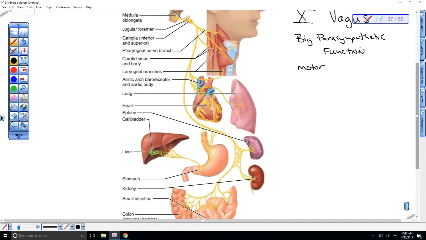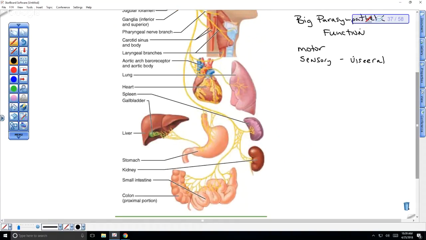The other interesting thing about the vagus nerve is that it's also sensory, but it has the sensory, it can be visceral. So when you have pain, say for example, in the stomach or in your liver, that sensory travels via the vagus nerve back up to the brain where it can be interpreted. So visceral just means body organs.